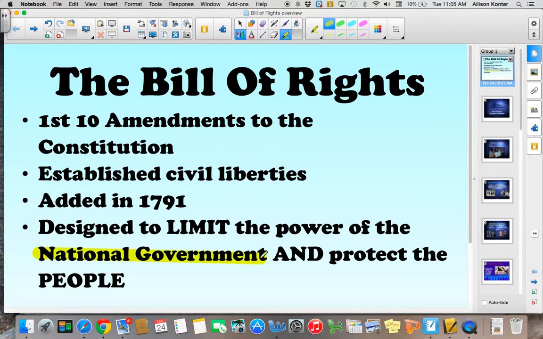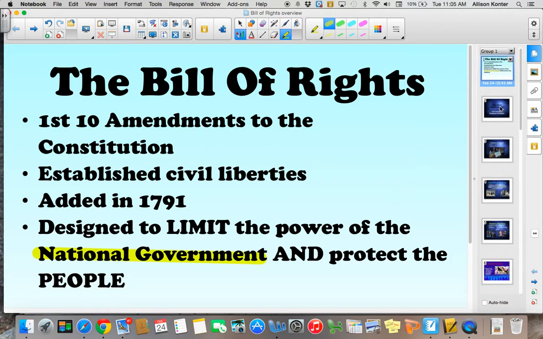The first 10 amendments were added into the Constitution in 1791, you can see here, and they're a very clear set of items that very clearly give people their rights. So by limiting the national government, you are empowering the people to be able to do something, and you're making it so Congress can't write laws to take away these rights.